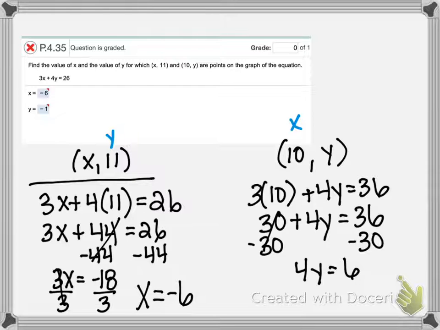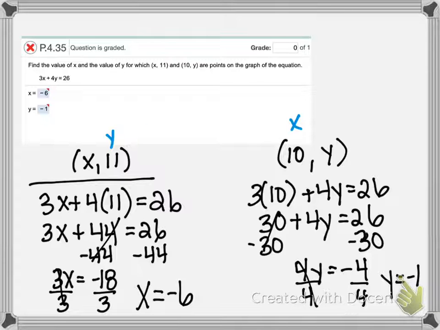Alright, so I just realized that I copied the problem down wrong, so I'm going to backtrack for a second. I was wondering why it wasn't working out. So actually this is going to be 26. So at this point, if I take 26 and subtract 30, that's going to give me negative 4. Divide by 4, and y equals negative 1.